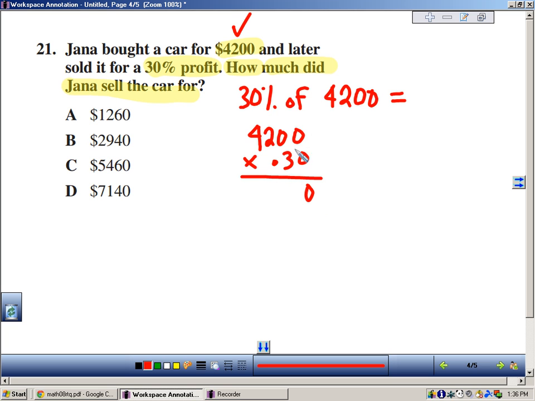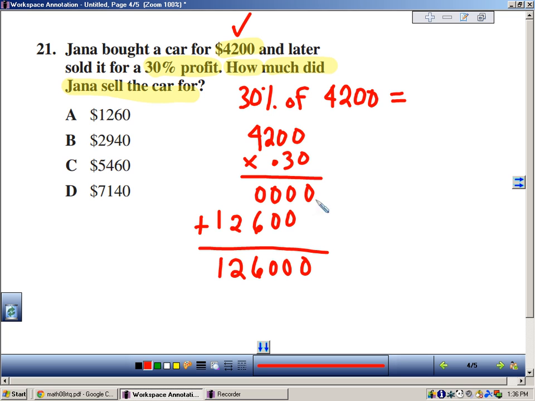Multiply. You multiply by 0, you just end up with 4 digits that are all 0, right? 3, slide in one spot. 3 times 0 is 0, 3 times 0 is 0, 3 times 2 is 6, 3 times 4 is 12. Let's add them up. So you can see that it's 1, 2, 6, 0, 0, 0. Now I have, again, 2 decimal places to the right, right? So my answer must have 2 digits to the right of the decimal. So this answer is $1,260.